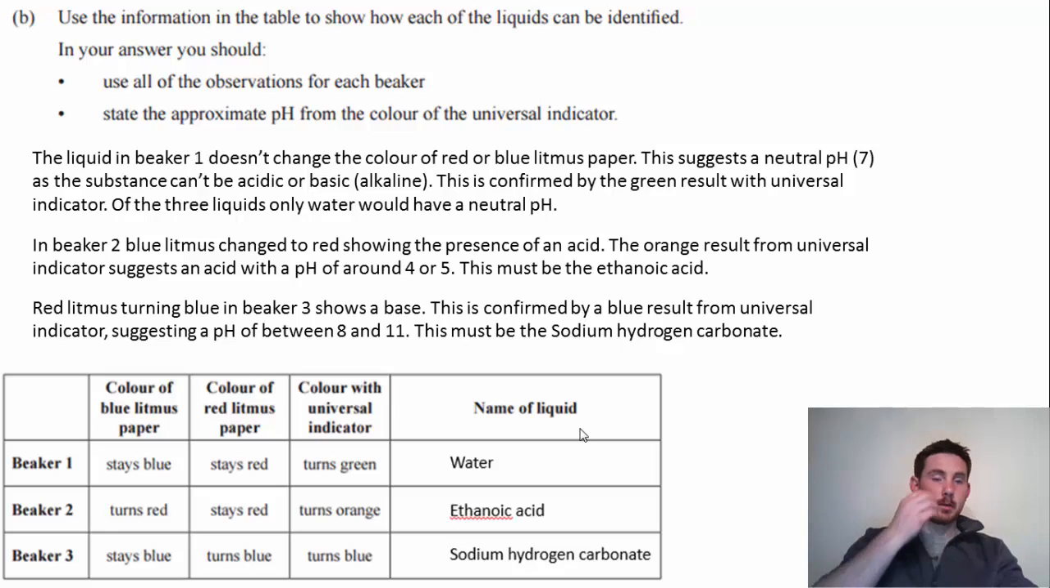And beaker 3, blue litmus stays blue, red litmus turns blue. That tells us that it's an alkali or base, and universal indicator turns blue. So again, that just reinforces this idea. A blue color with universal indicator would suggest a pH probably between about 8 and 11, and that must therefore be the sodium hydrogen carbonate. And as that's in solution, that's an alkaline solution.